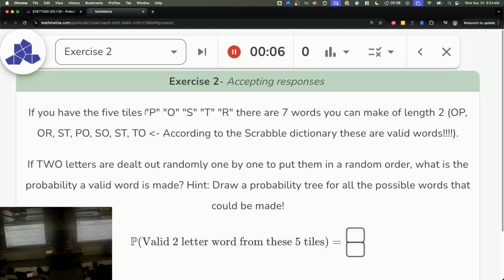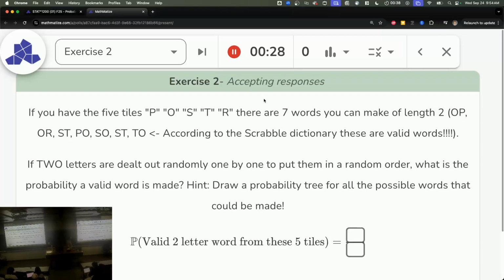So here I have 5 tiles, P-O-S-T-R, and it turns out there are 7 2-letter words you can make. The 7 words are op, or, st, po, so, st, and tu. According to the Scrabble dictionary, these are all actual valid words. So even if you don't know what the word po means, maybe it stands for post office, P-O, I'm not sure. But here's the question.